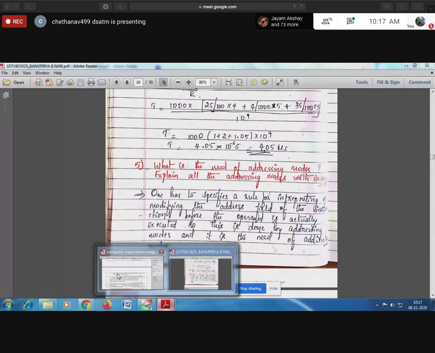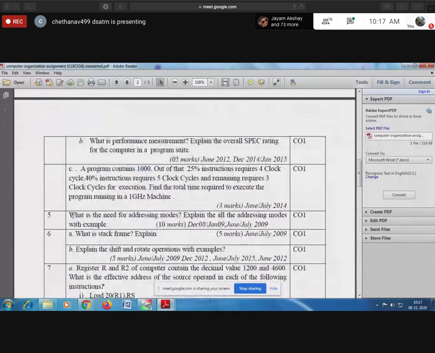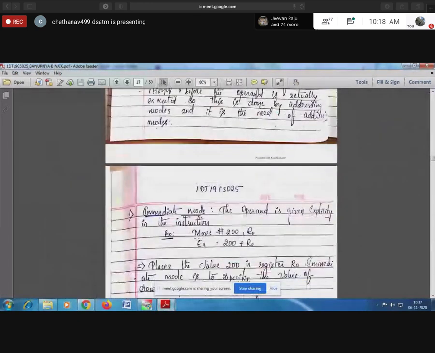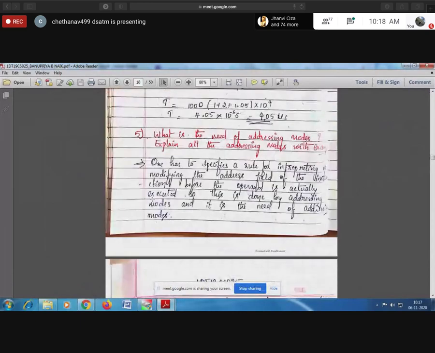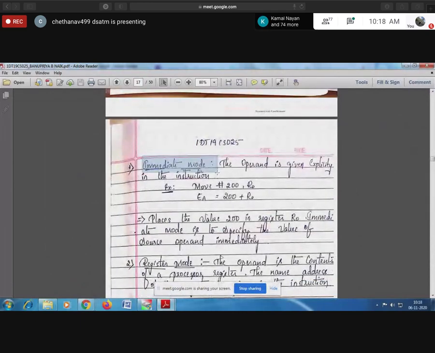Fifth question is you have to explain all the addressing modes. That is a standard question. You can expect it even in the final exam also. So all the addressing modes you have to explain. First is immediate mode. What is immediate mode? The data of the operand is available in the instruction directly. Example is #200.